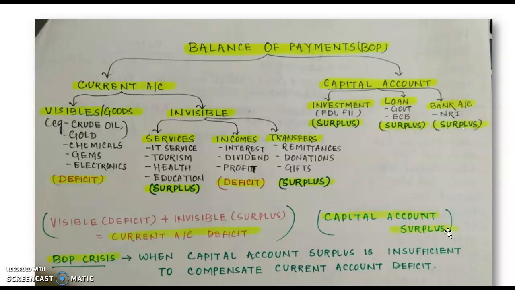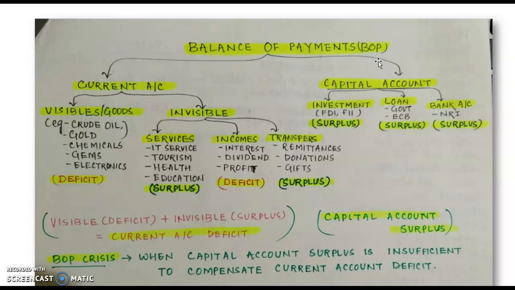So the capital account is in surplus and the current account is in deficit. In general, the surplus in the capital account is used to compensate the deficit in the current account, right? But in certain cases the surplus in capital account is insufficient to compensate for the deficit in current account. In that case, we will be in a crisis position. There will be a balance of payment deficit, and if it continues for some years, we call it a balance of payment crisis, as we faced in 1991, right?